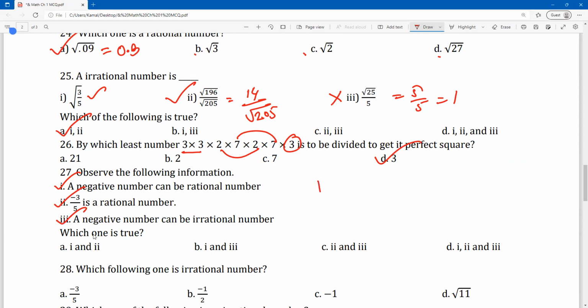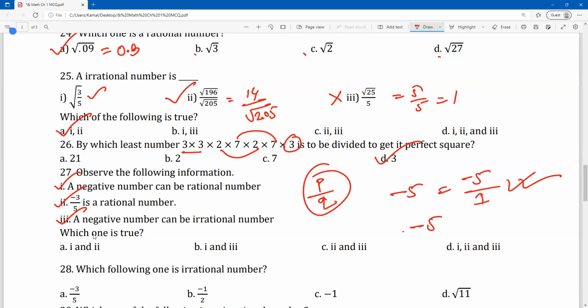The definition is, if the number can be written in p by q form, it will be rational. If we cannot write it in p by q form, it will be an irrational number. So definitely we can convert any negative number, like minus 5. We can write minus 5 by 1, no problem, so this is a rational number. But the root over minus 5, we cannot convert into p by q form. That's why it is an irrational number. So the answer to question 27 is A, B, and C. All the information is correct here.